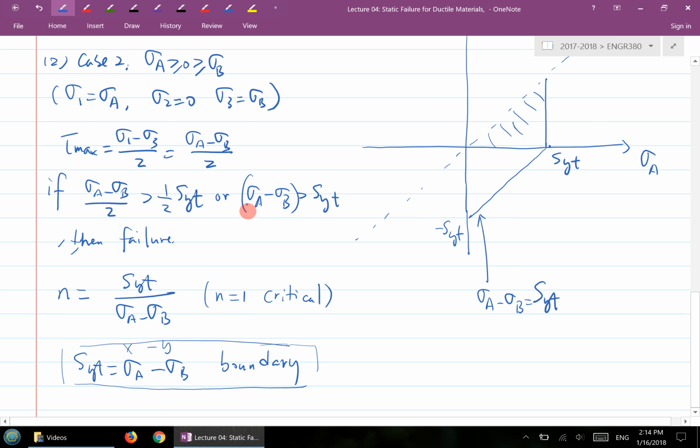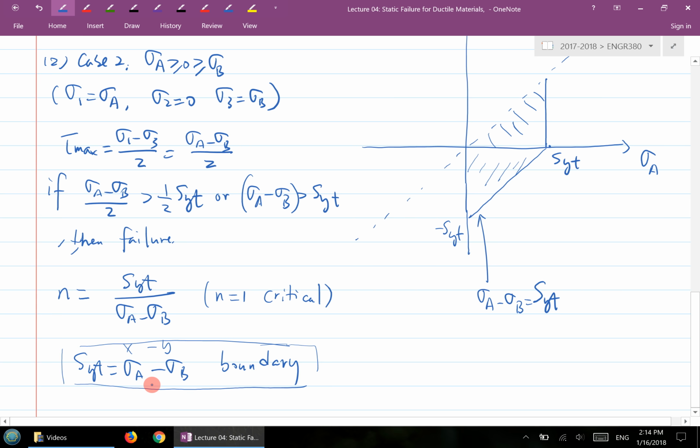The safety statement is basically saying, if this quantity is greater than SYT, it's unsafe. If it's less than SYT, then it's safe, right? So what that means is, whenever you're within this region here, then you're safe. If it's beyond that, then it's unsafe. So that's basically what this boundary here represents. Good?